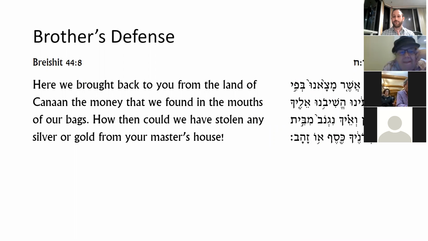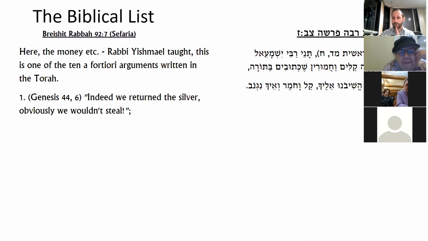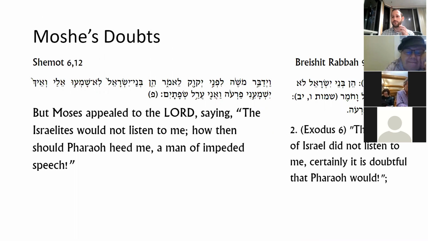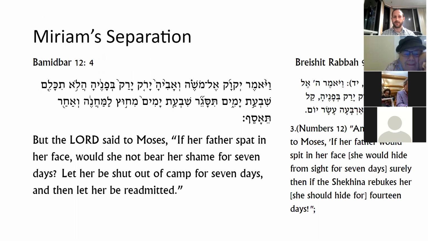The first case is the brothers saying, we returned the silver, how could we possibly steal it from you? Case number 2, Moshe: the Jews don't listen to me, how could Paro? Case number 3, if your father spat in your face, you go hide for a week. Even more so, if God spits in your face, you'll have to hide for at least a week.